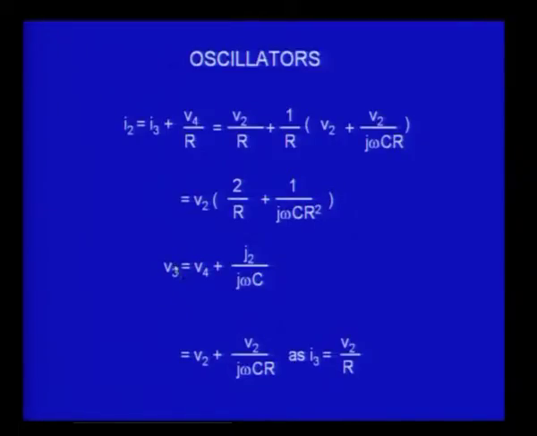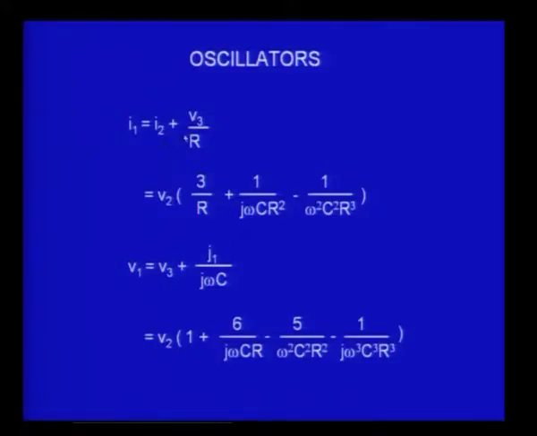So now V3 is, I have to multiply I2 by the corresponding 1 by j omega c and add V4. So you substitute for that again from the earlier expression for V4, and you will get this expression. And similarly you go for one more stage, I1 is I2 plus V3 by R, and you substitute, you get this big expression, and finally you can write V1 in terms of V2.